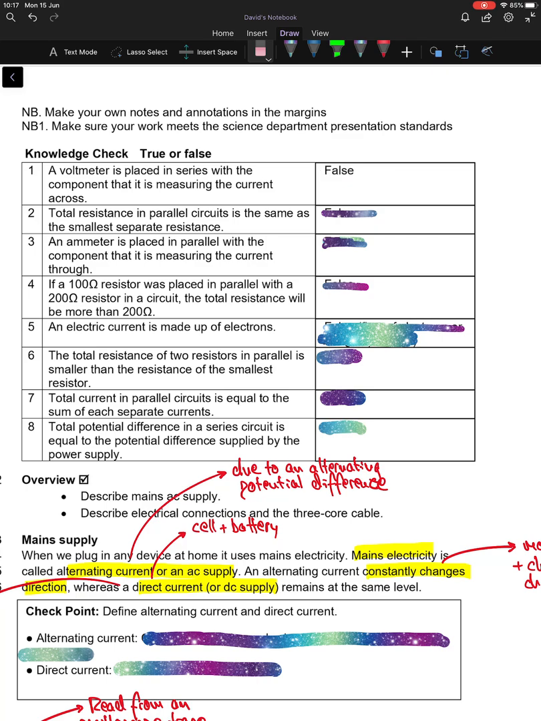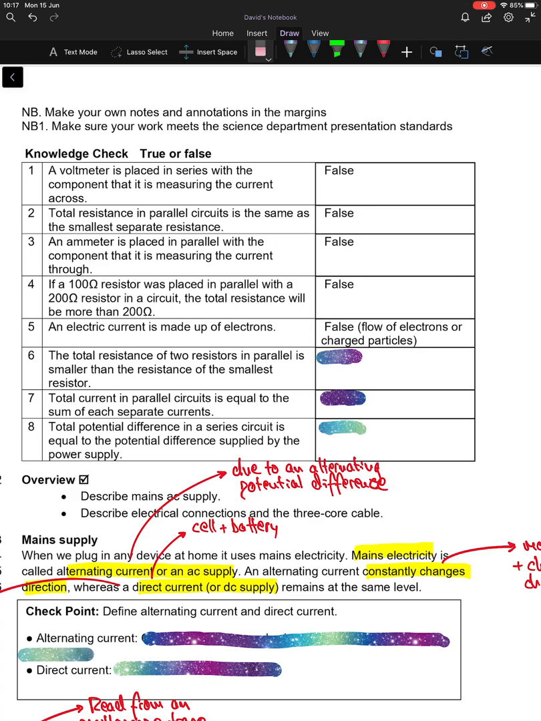A voltmeter was placed in series with the component that is measuring the current across. False. Total resistance in parallel circuits is the same as the smallest separate resistance. False. Remember, it's smaller. An ammeter is placed in parallel with the component that is measuring the current through. Nope, it's false. Remember, ammeters are placed in series, voltmeters in parallel. If a 100 ohms resistor was placed in parallel with a 200 ohms resistor in a circuit, the total resistance would be more than 200 ohms. False, it would be less.